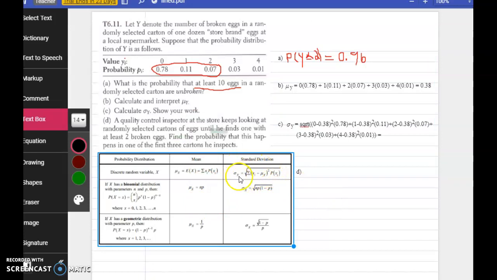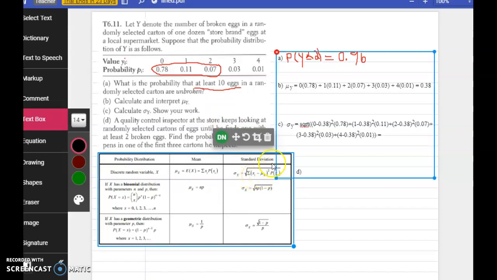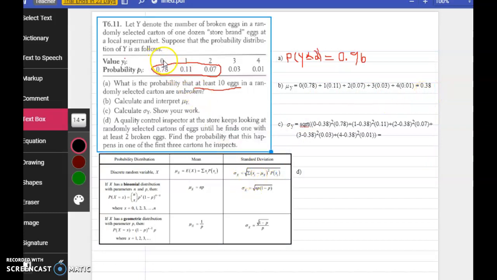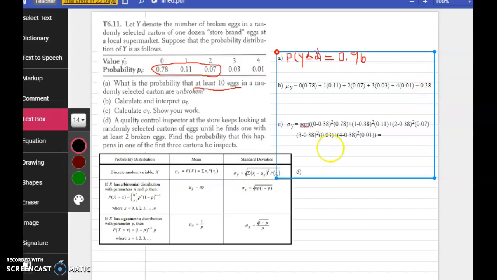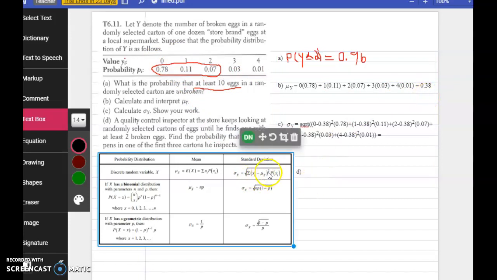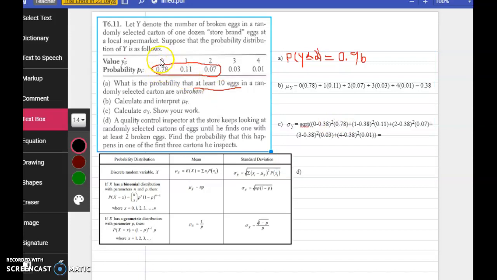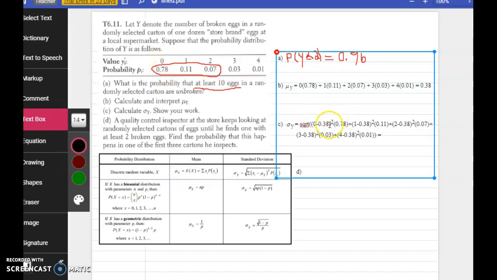To find the standard deviation of a probability distribution, you sum every x minus the mean. We just calculated the mean was 0.38. So I go back to my table and I do 0 minus 0.38. That was the mean. And then I square it, and then I multiply that by its probability. So the first term of this sum is going to be 0 minus 0.38, so the y minus the mean squared times the probability of that y. Notice when y is 0, my probability is 0.78.